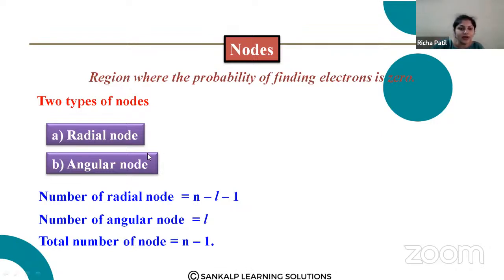This angular node depends only upon the azimuthal quantum number. So the number of angular nodes can be calculated by the value of l. So this is for radial node and this is for angular node calculation. If you want to calculate the total number of nodes present around the probability of finding the electron, that will be n minus 1. So this is the formula from which you can calculate the radial node and angular node.